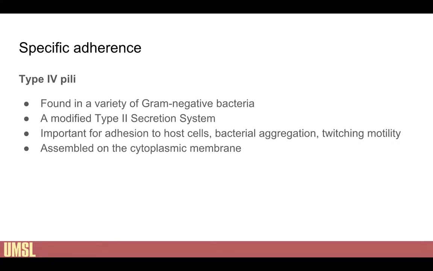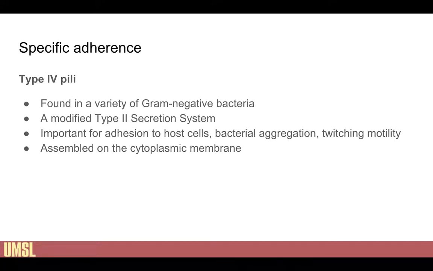They're found in a lot of different gram-negative bacteria. Unlike the chaperone-Usher pathway that we just talked about, this is a modified type 2 secretion system. If you remember from the secretion system lecture, in the type 2 secretion system there's an outer membrane pore, there's an intermembrane spanning adapter, and all of the subunits that are going to get excreted through this apparatus are delivered to the periplasm via the Sec system, and this will become clear in a second. This is really important for adhesion to host cells, bacterial aggregation, and a type of motility known as twitching motility.